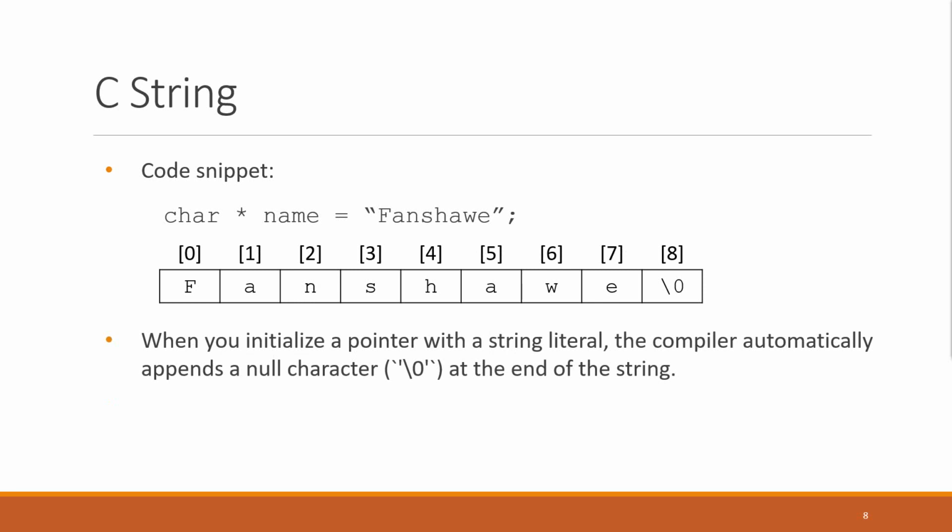This means that the string "Fanshawe" stored in memory is terminated with a null character, making it a valid C string. So, name points to the first character of the string "Fanshawe", and the string is null terminated, ensuring that it's properly represented as a C string. This approach is convenient because it allows you to work with strings without explicitly specifying the size of the character array, as the compiler takes care of appending the null terminator automatically.